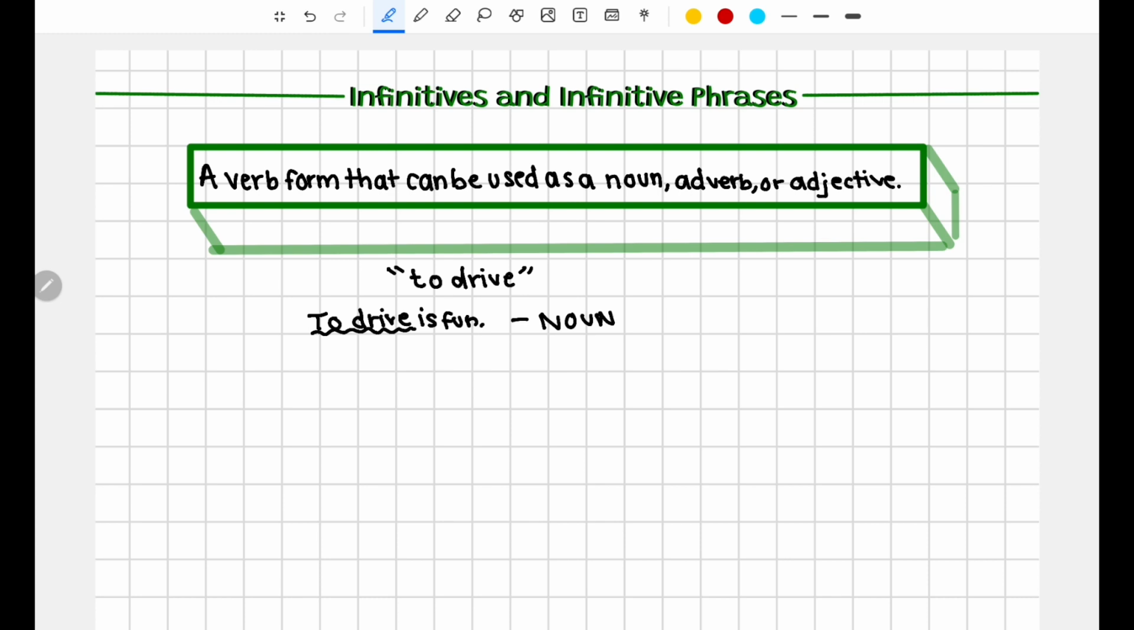What if we wanted to use it as an adjective? The place to drive to is there. To drive is now an adjective describing that place. So now it's an adjective.